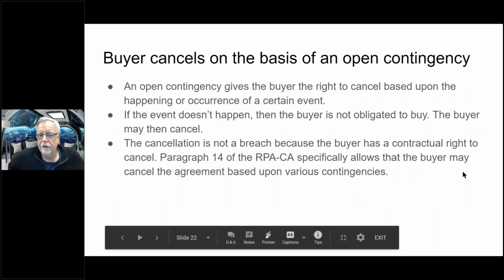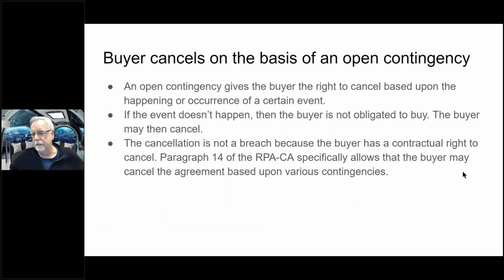So if the buyer cancels on the basis of an open contingency, say the buyer's contract is contingent upon the property appraising and it doesn't appraise, the buyer cancels based on that. The buyer gets their deposit back. They're under no obligation to buy the property. The condition has to either be met or waived. That's the thing about contingencies, met or waived.